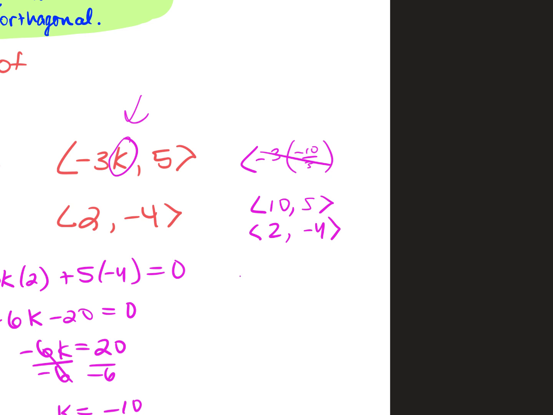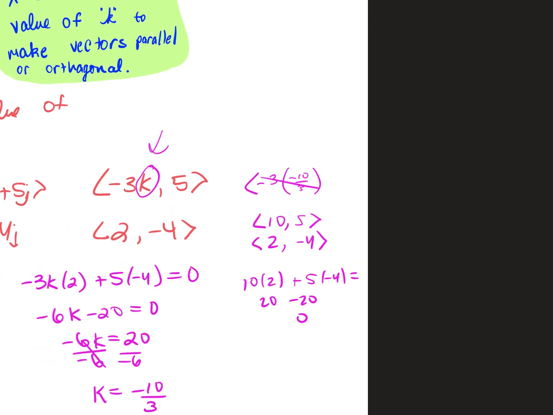Okay, so find the dot product. What's 10 times 2 plus 5 times negative 4? What's 20 minus 20? 0. Then there, you can check it and see that you're right. But in order for vectors to be orthogonal, their dot product has to equal 0. So you're just setting up a very basic equation. First times first plus second times second.